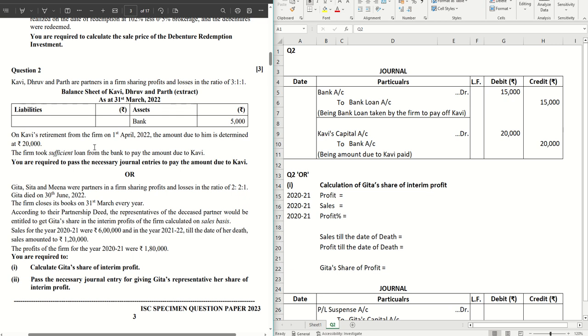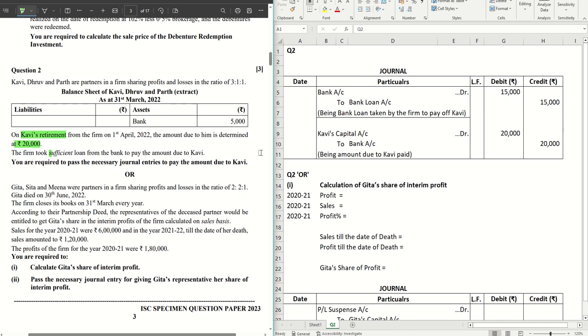Question number 2 is a sum on partnership where one of the partners is retiring. Kavi is retiring here. We are required to pass a journal entry for the amount which is to be paid to Kavi, right? 20,000 to be paid. However, the firm only has 5,000 in the bank account. There's a shortfall. The question says that the firm took sufficient loan from the bank to pay the amount due to Kavi. Okay, that is to be paid off.